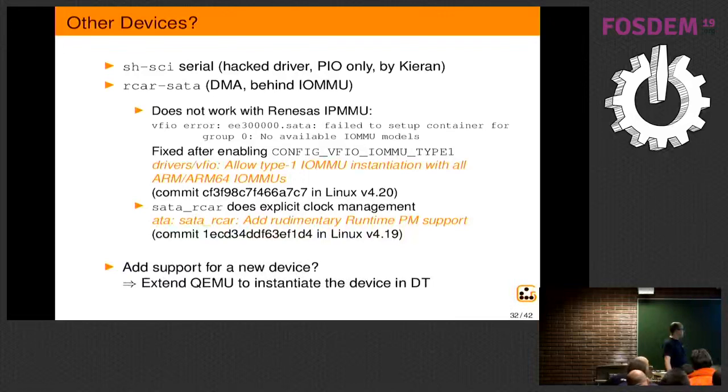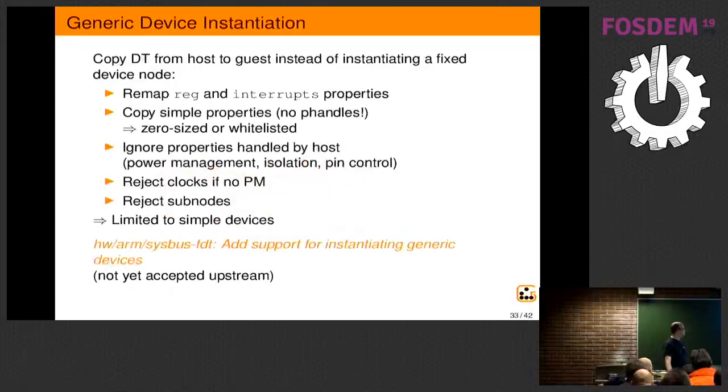But so it means we can add device support in QEMU. But all of that required adding new code. Can we do that in a generic way? So I wrote code to try to do that in a generic way, just by copying the device node from the host to the guest.